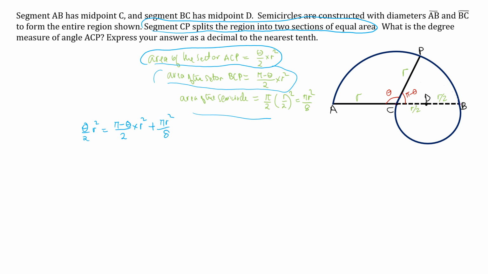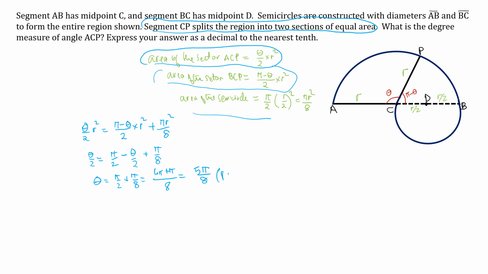So we can get rid of all the r squares, and we'll be left with theta out of 2 equals pi out of 2 minus theta out of 2 plus pi out of 8, and that would give theta equals pi out of 2 plus pi out of 8, and that would give 8. That's 4 pi plus pi, that gives 5 pi out of 8.